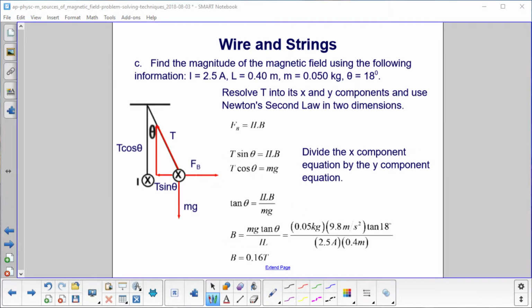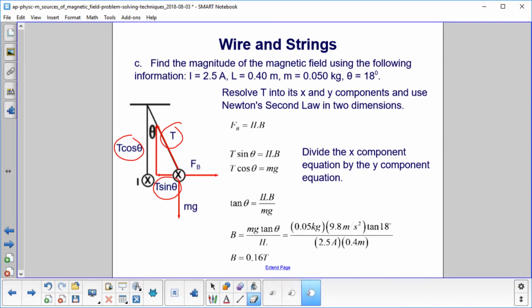Find the magnitude of the magnetic field using the following data. First thing you have to do is resolve the tension force into its X and Y components. And you do a little bit of geometry there, and you find here's T sine theta, here's T cosine theta, and you'll go, wait a minute, shouldn't cosine be on the x-axis? Nope, look at where your angle is. Okay, don't be tricked by that.